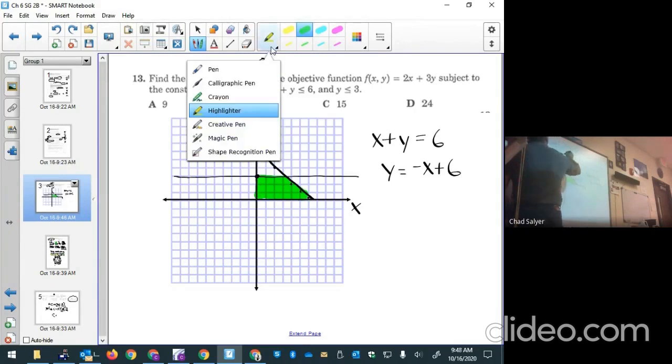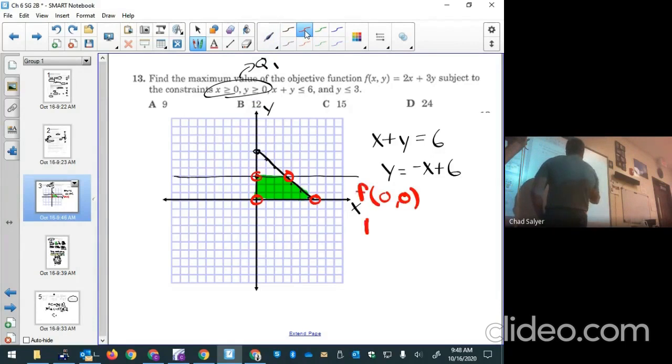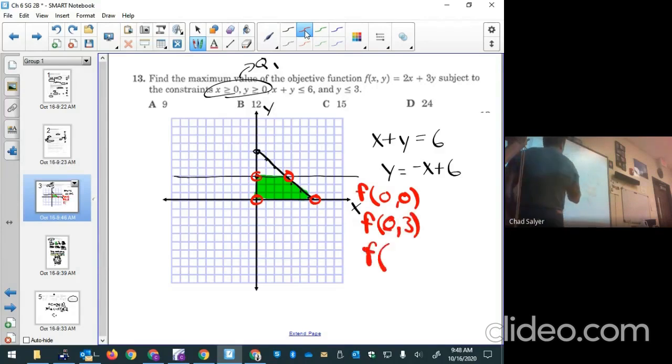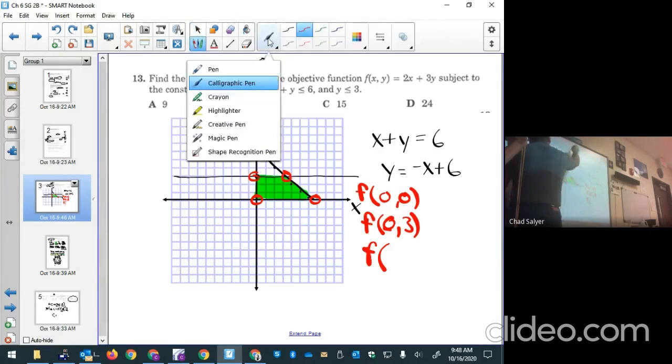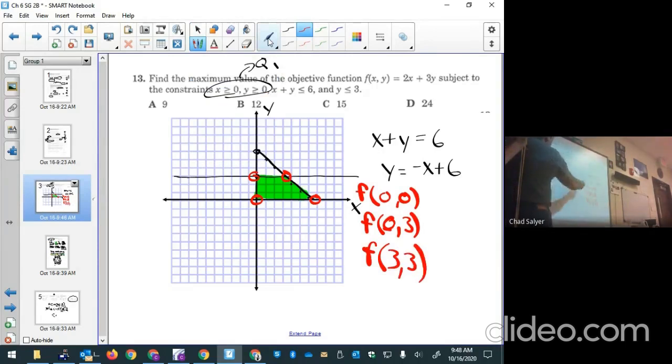And we need to find all those vertices, which are at 0, 0. We're going to plug these into our objective function. And then 0, 3. And then that looks like 4, but it wouldn't be. It'd be 3, 3. I showed my circle in a weird spot. So it's 3, 3. That would be a point on both of those. And then 6, 0.